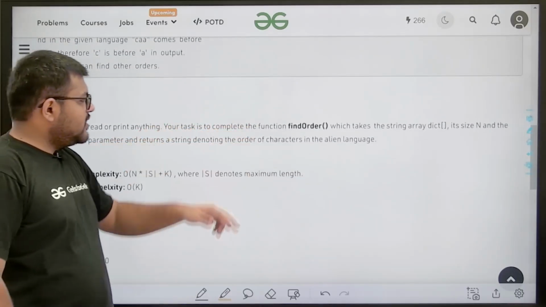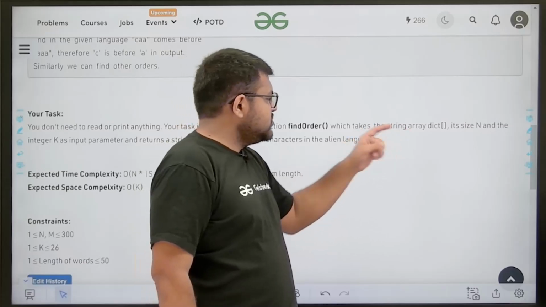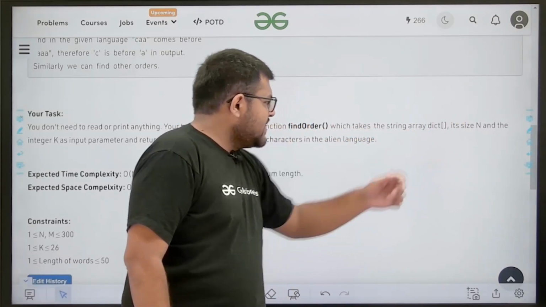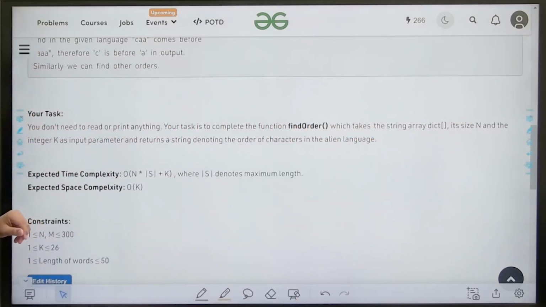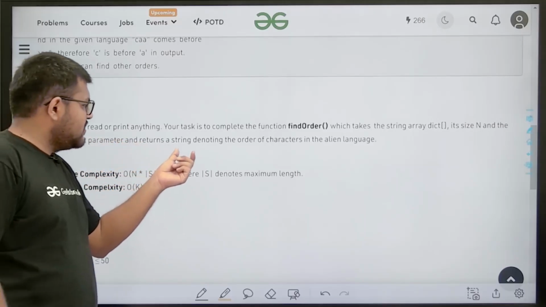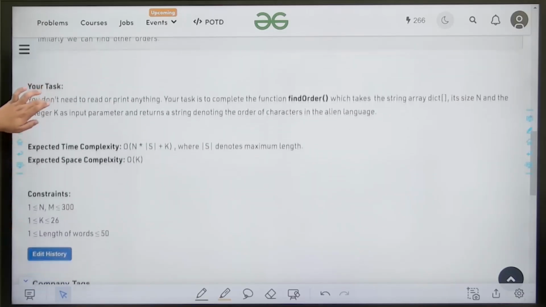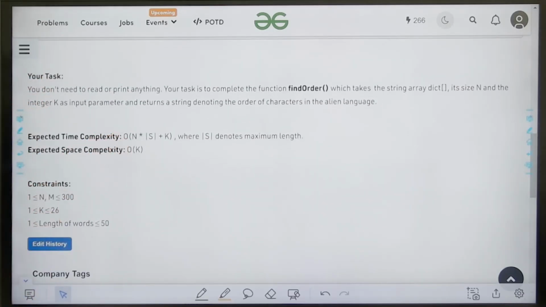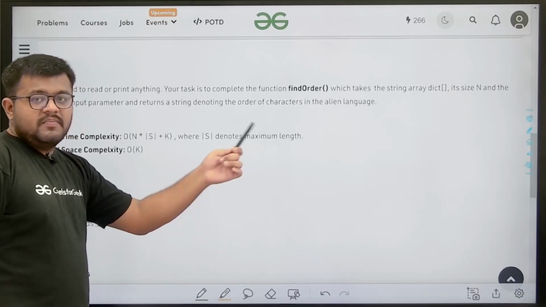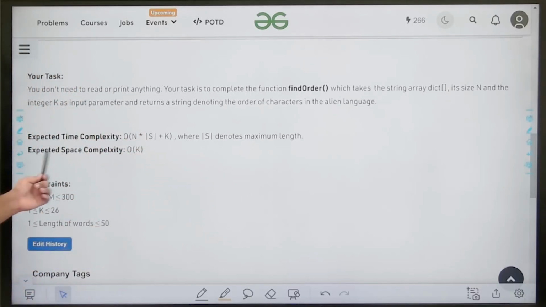Your task is to complete the function findOrder, which takes the string array dictionary, its size n and the integer k as input parameters and returns a string denoting the order of characters in the alien dictionary. The expected time complexity is O(N times |S| plus K), where K is the number of characters and |S| denotes the maximum length among all possible strings, and the expected auxiliary space is O(K). The constraints are given here. K can go up to a maximum of 26 because in the standard dictionary there are 26 different characters.